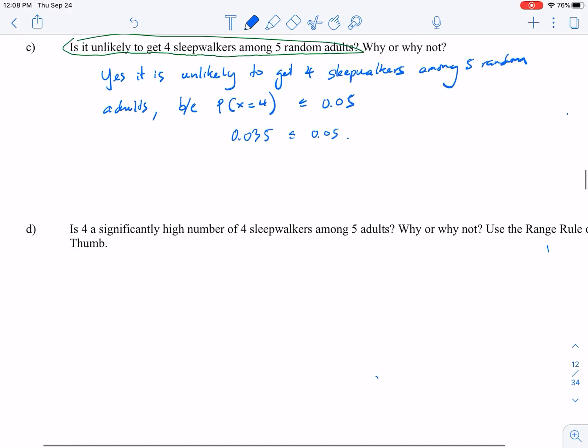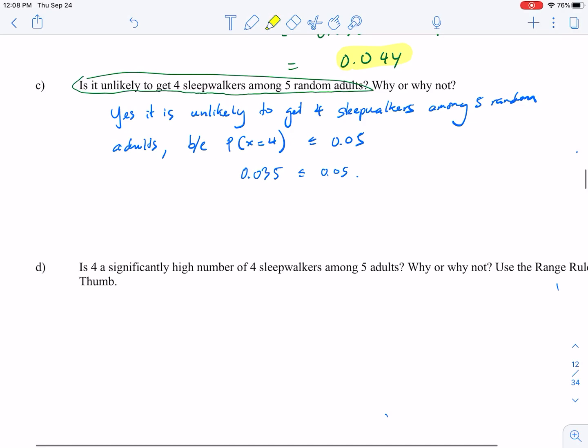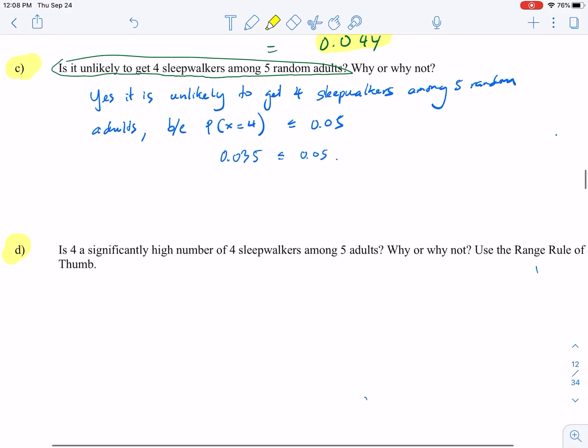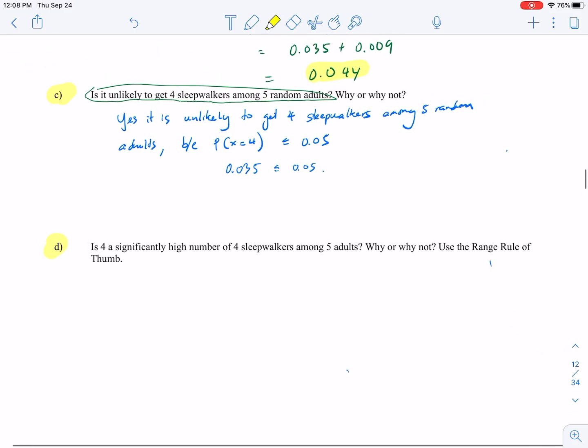Part D. You may not see this question in the homework, because part C is more fitting for the way we ask questions about the probability distribution. D is asking, is 4 a significantly high number of sleepwalkers among 5 adults, and why or why not? The answer is going to be yes for this one. It's not asking for probability. Among random 5 adults, getting 4 sleepwalkers out of 5, is that a significantly high number of sleepwalkers? The answer is yes or no.